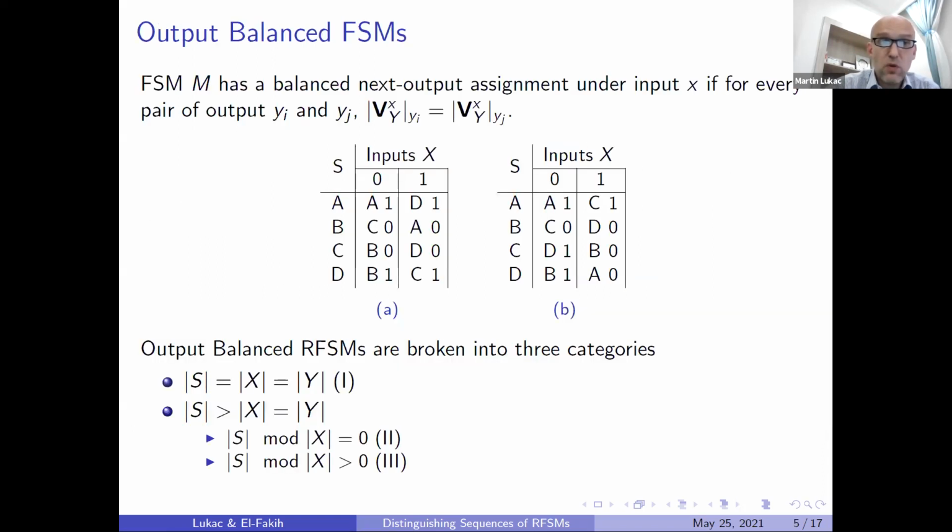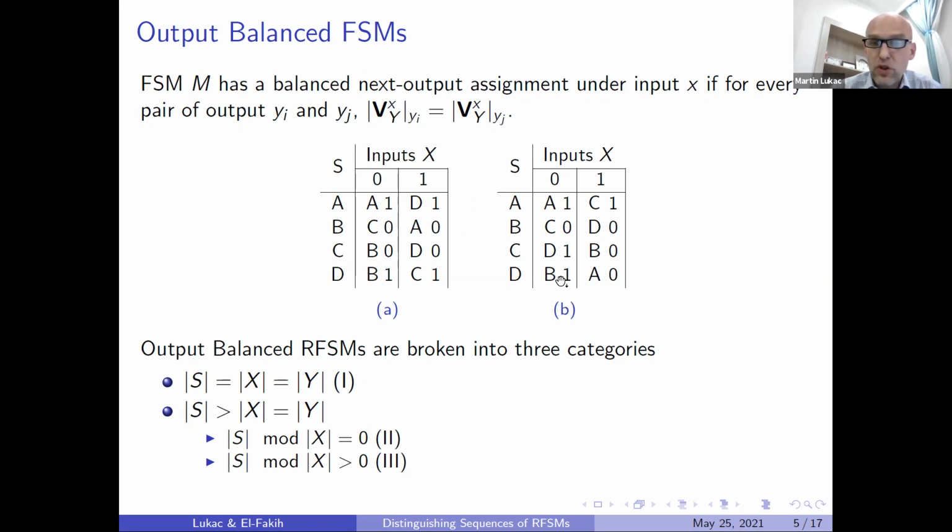Now, before continuing, we want to introduce one more finite state machine, which is called the output balanced reversible finite state machine, and it is defined that for every input of this reversible finite state machine, the balanced distribution of output is generated. So as you can see, for instance, in table A, for input 0, we have 2 1s and 2 0s generated. For input 1, 2 1s and 2 0s are generated.